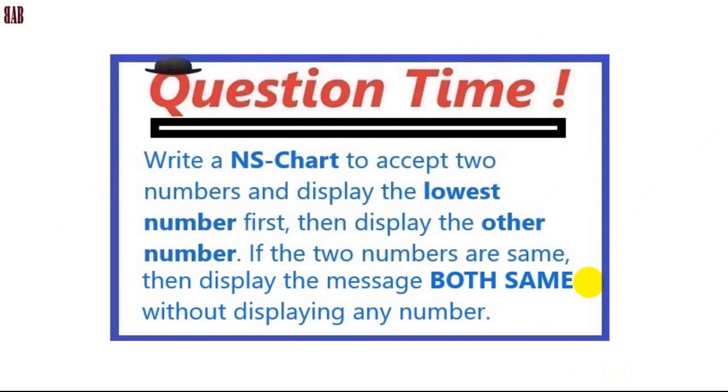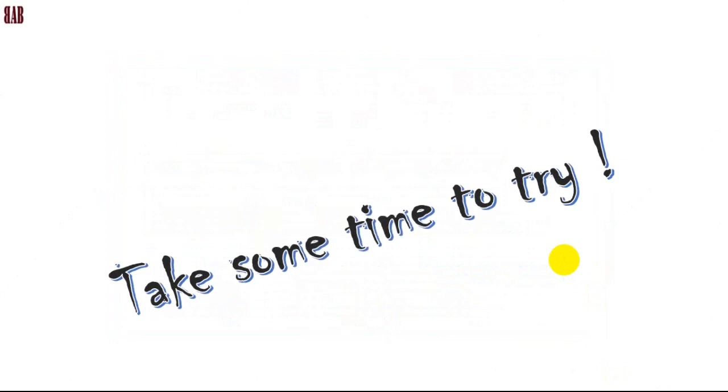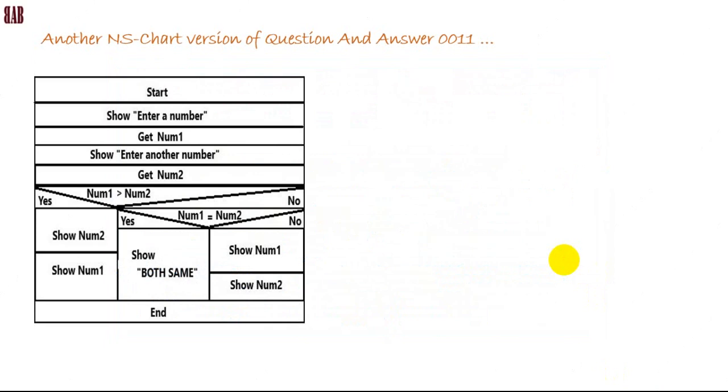The same question we are going to do again, what we saw in the previous NS chart. This time you try again, but what we are trying to do is provide another version of the same thing, slightly. Now I have done the condition in a slightly different way.